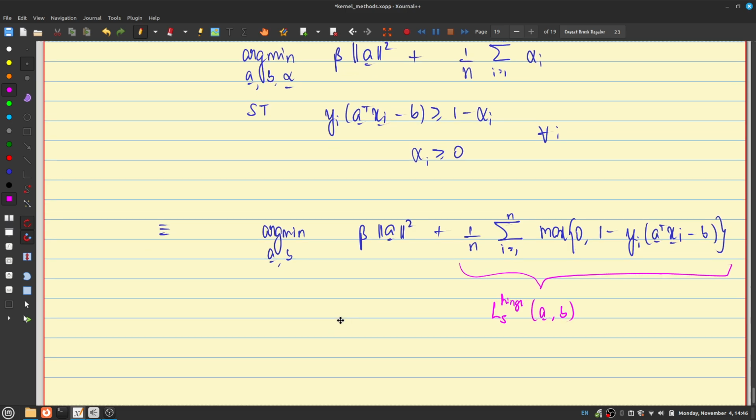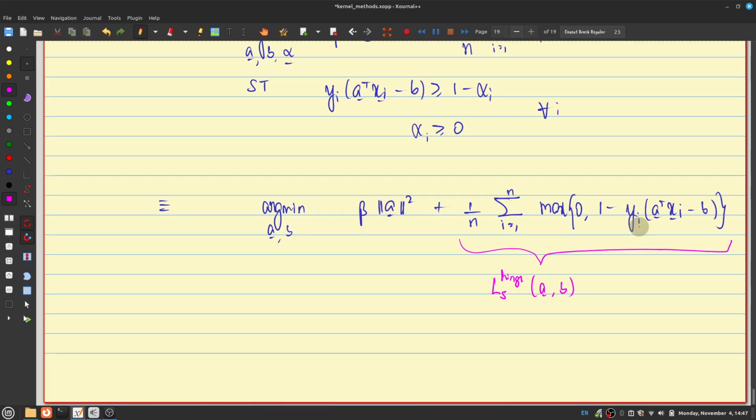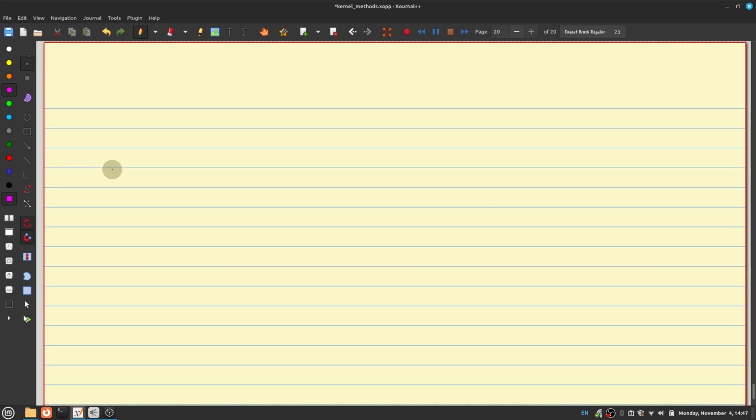Okay. So let's look at these terms a little more carefully. This is just a quadratic in A, right? 1 minus yi times (A transpose xi minus b) is just a linear function of A and B. What does the hinge loss look like? What is max of 0 comma something? Again, it depends on how you want to look at it, but what does max of 0 comma, let's say, 1 minus x look like?